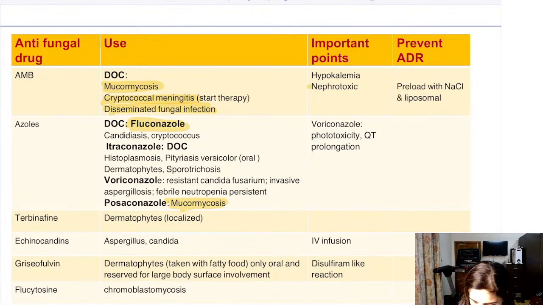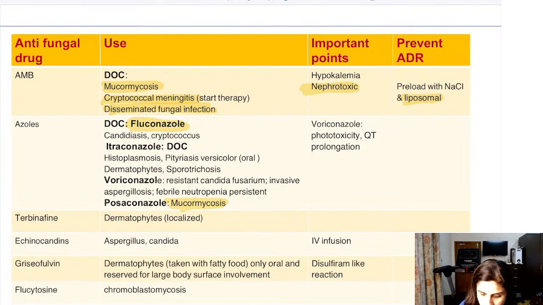Then it is a very nephrotoxic drug. So how can you avoid this nephrotoxicity? You preload with sodium chloride. ठीक है? You preload with sodium chloride. And जो liposomal preparations है, they are also safe. Liposomal preparations are also safe. But they are very very expensive. इसलिए it is a क्या कहते हैं, one of the limiting features is the cost. So hypokalemia is also seen with amphotericin B. So you might have to give potassium supplements to the patient because it causes hypokalemia.